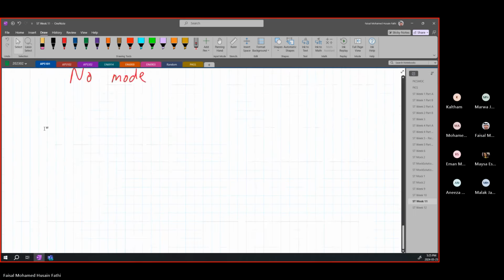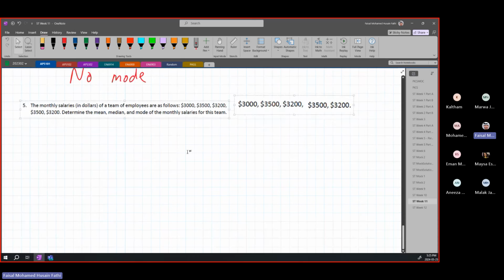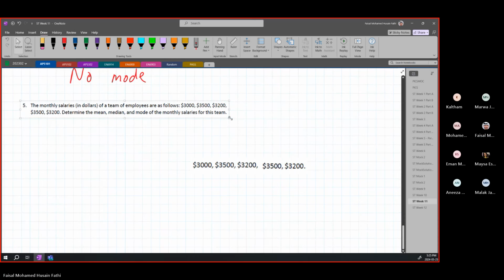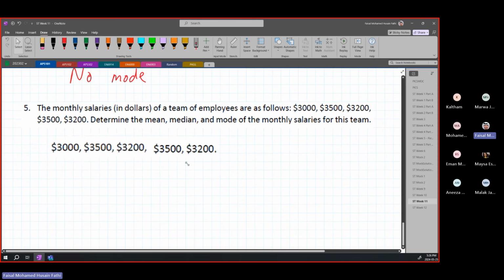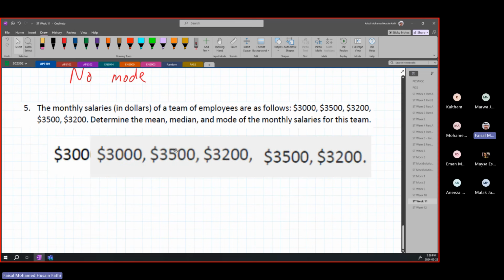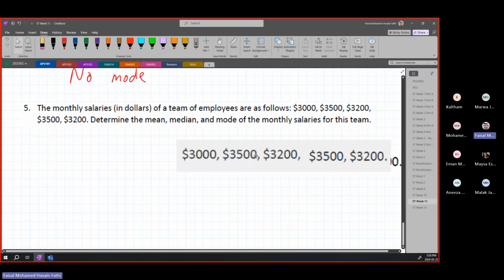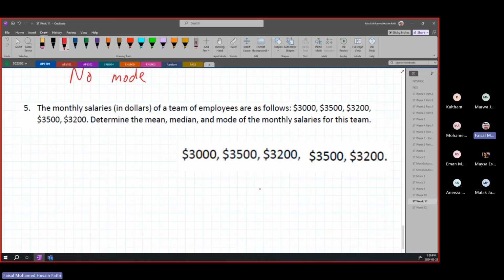So if we look at this example over here, it says the monthly salaries in dollars of the team of employees are as follows. Find the mean, median, and mode. All right, so these are the values that we have: 3,000, 3,500, 3,200, 3,500, 3,200.